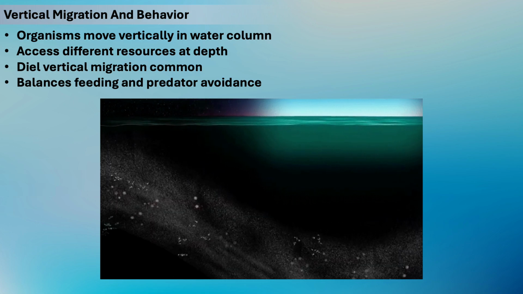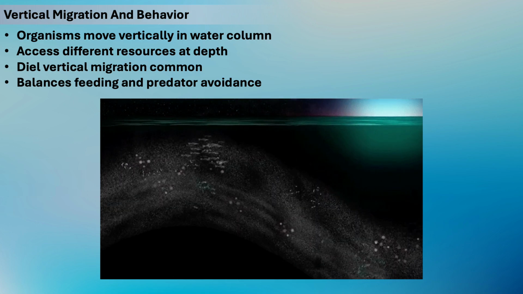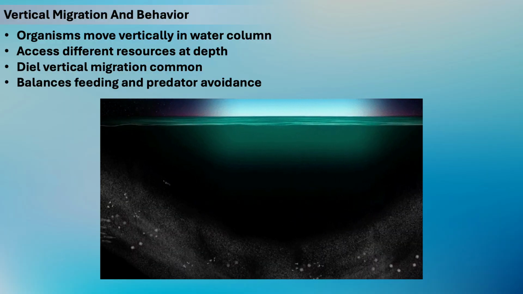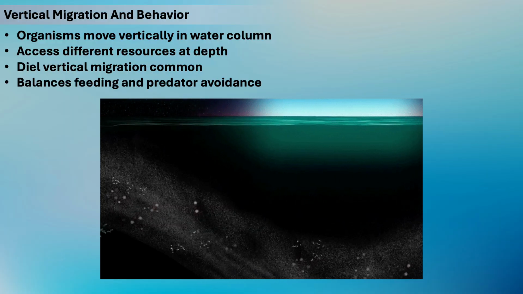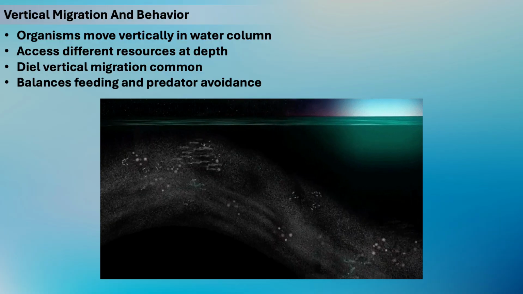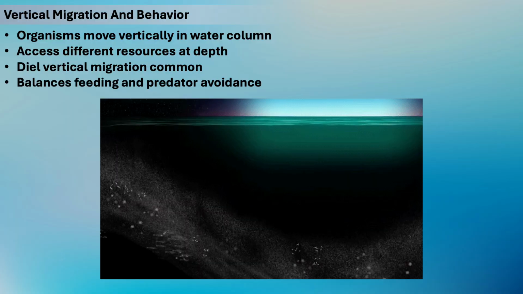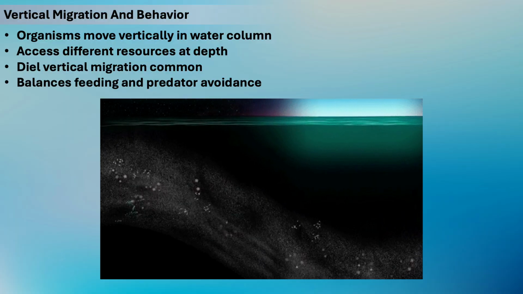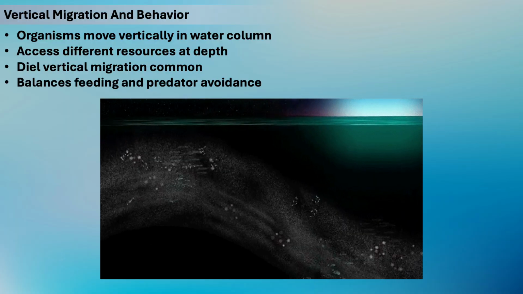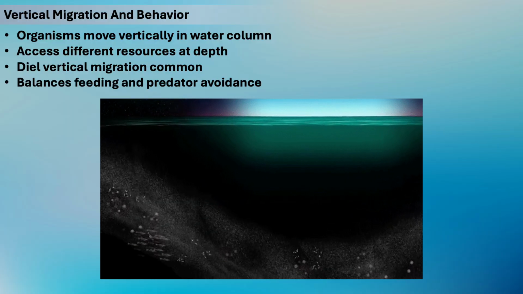By remaining at depth during the day, organisms reduce their visibility to predators. The deeper water is darker, and this provides a refuge from visually hunting predators such as fish. Then, under the cover of darkness, these organisms migrate upward to feed when predation risk is reduced.